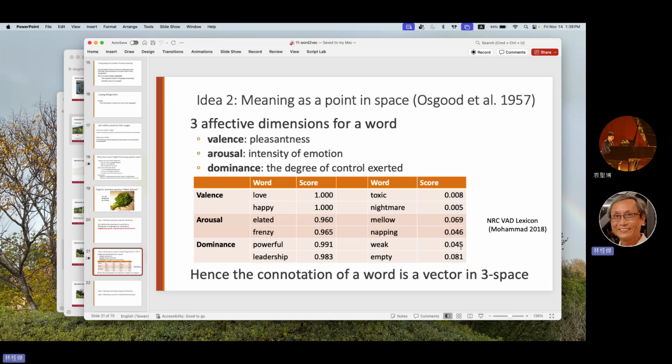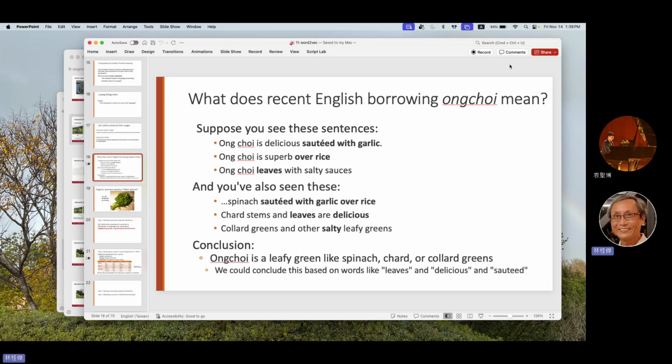So by defining the right dimensions, and giving every word a score, we can include the word's meaning in our dimensions, in our space, for each word. And if we can do that, then even if we have some language or some word we have never seen before, like this onchoy, we have never seen this onchoy before.